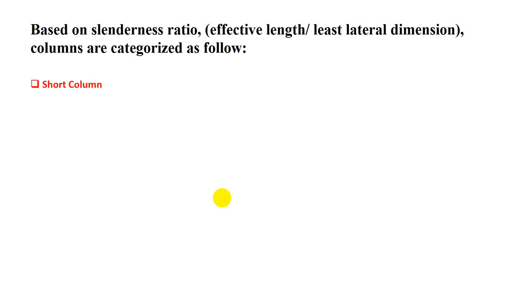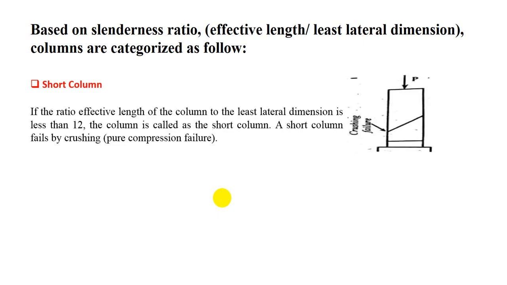First of all, the short column. If the ratio of the effective length of the column to the least lateral dimension is less than 12, I mean the ratio of effective length of the column to least lateral dimension of the column is less than 12, then the column is called a short column. And we all know that a short column fails by crushing, pure compression failure.